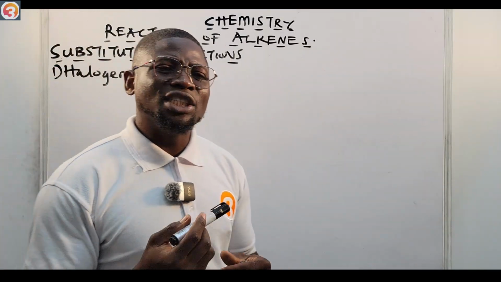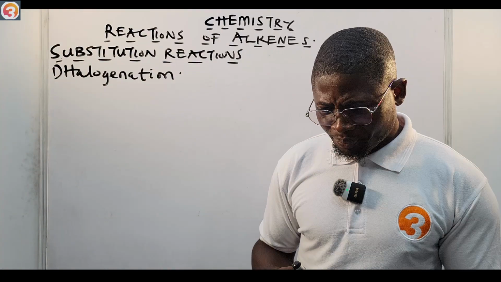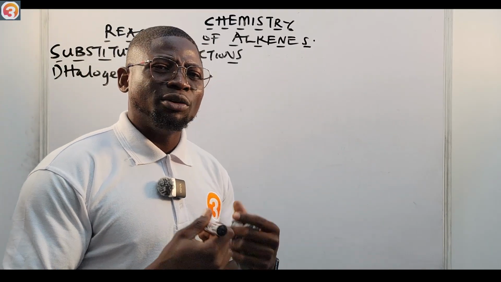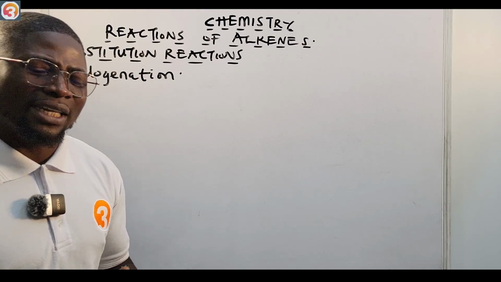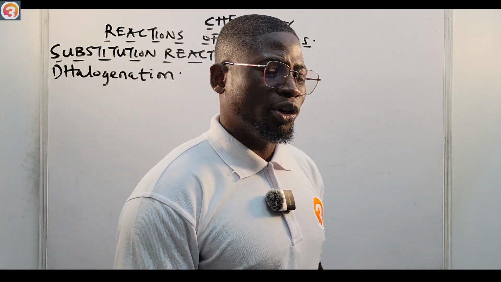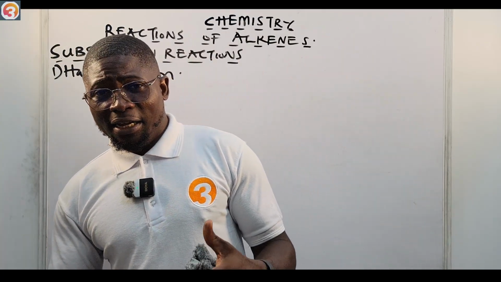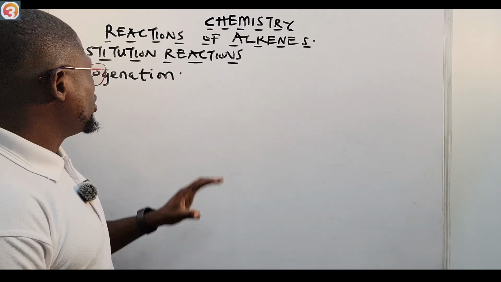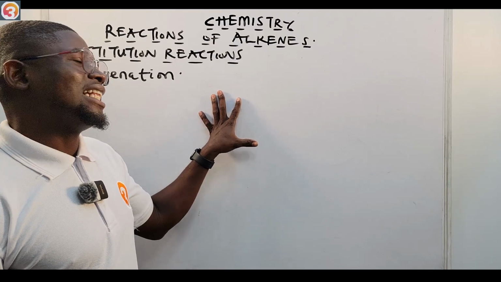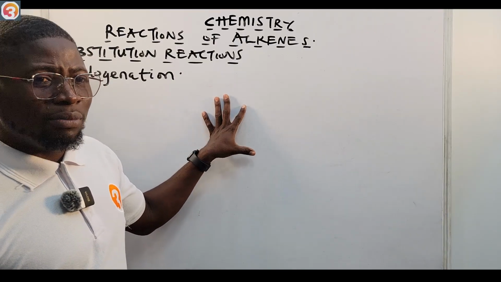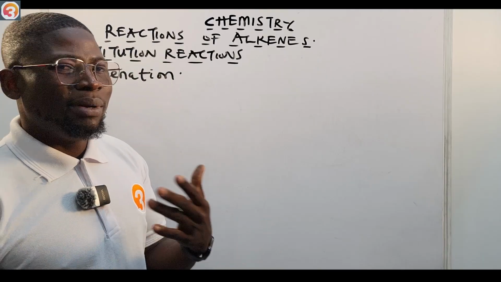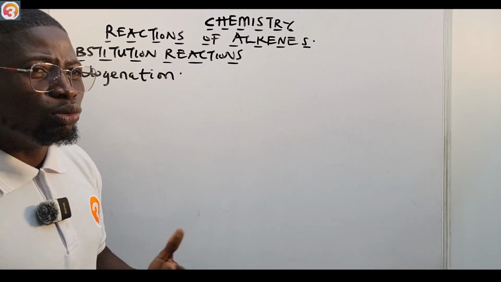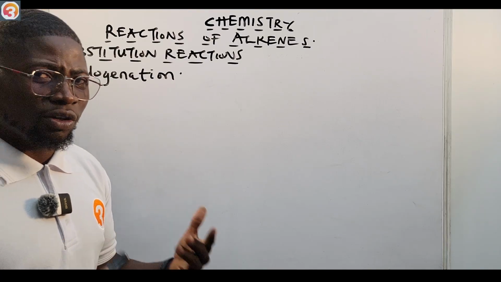Remember when we talked about addition reaction? We said that once you halogenate a double bond, we're going to get a single bond. Once you halogenate a triple bond, we're going to get a double bond, and vice versa. But of course, if it is a substitution reaction, that cannot work, because substitution means that you are replacing. You are not breaking any bond. Bonds are not broken during a substitution reaction. So you must take note of that.